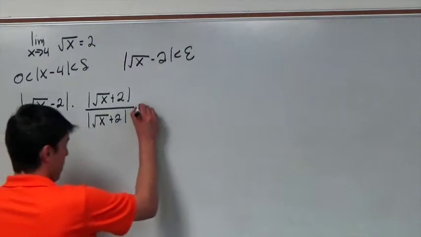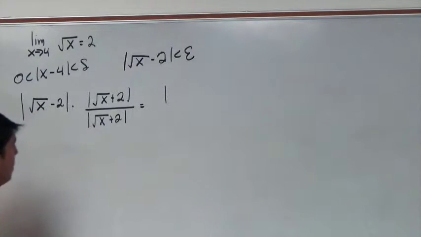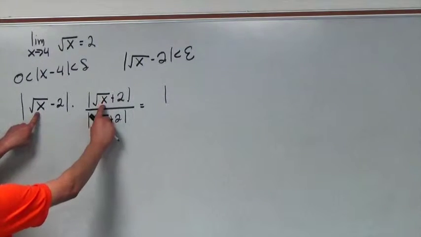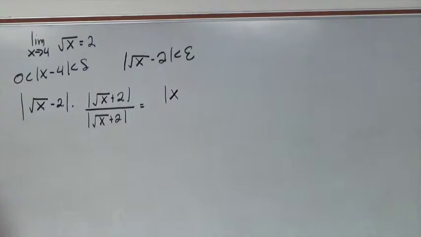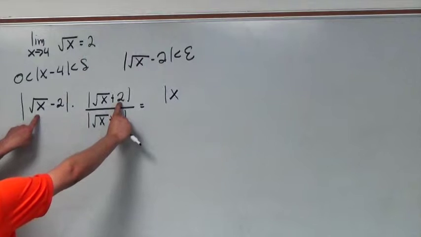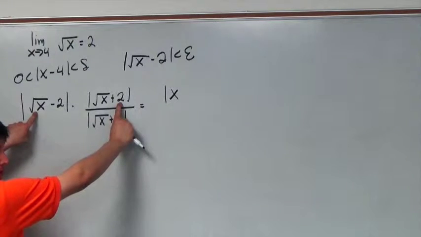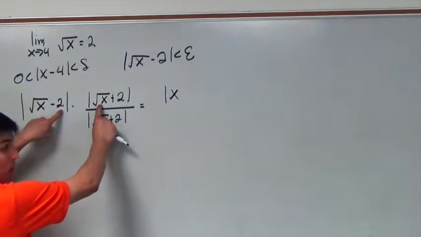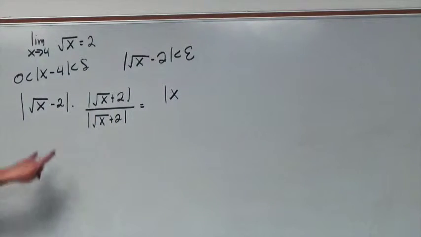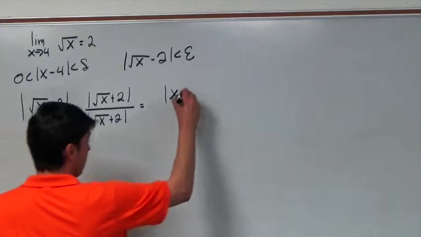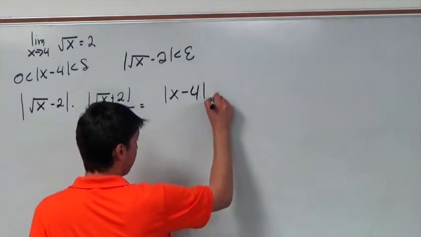FOIL out the numerator. Root x times root x is x. The great thing about the conjugate is that the outside terms would be 2 square roots of x, the inside terms would be negative 2 square roots of x, so those would add to 0. And the last term would be minus 4.